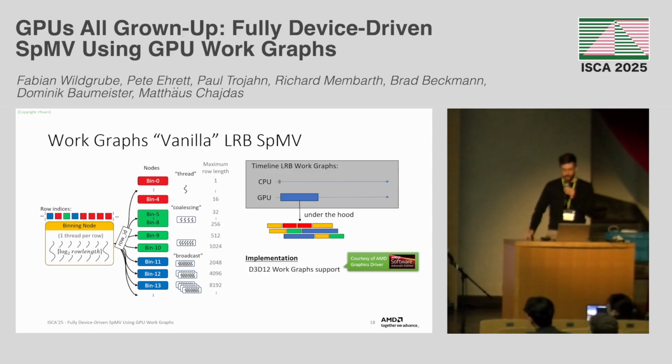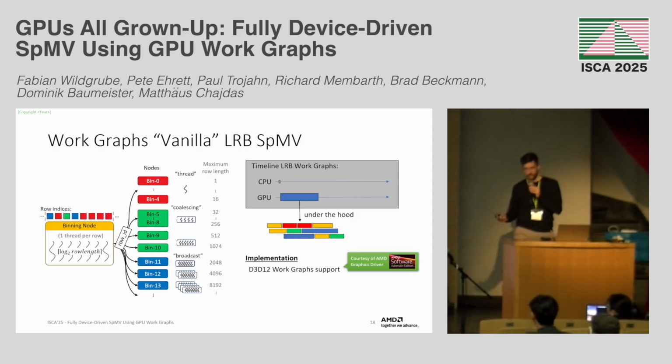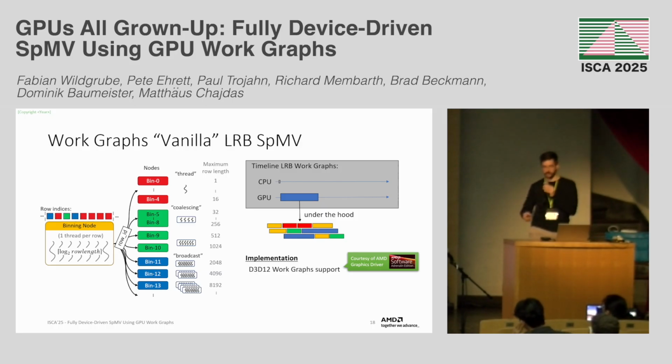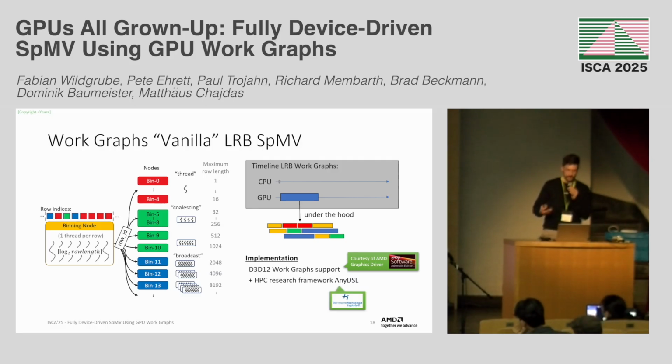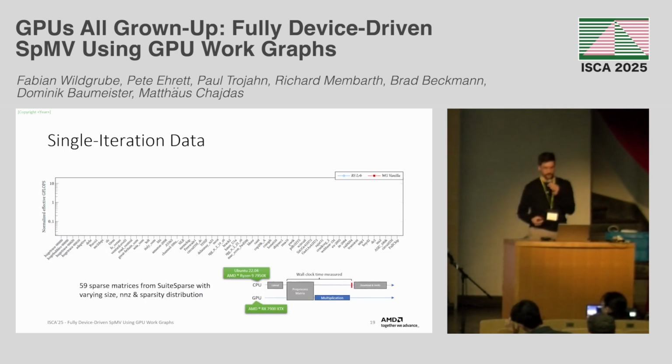Now, I said before, this is implemented in our graphics driver, and that's what we had to do. We had to basically rip out the part of that support from our graphics driver, then somehow hook it up to an HPC research framework from our project partners at the University of Ingolstadt, which is called AnyDSL. And through a little bit of engineering and a little bit of magic, we made it work so that we could run our evaluation on real hardware.